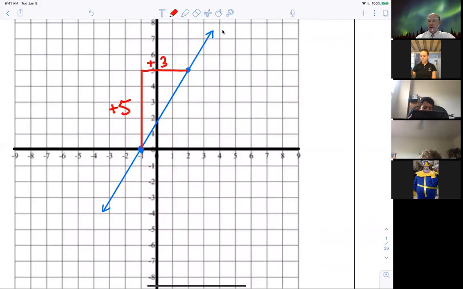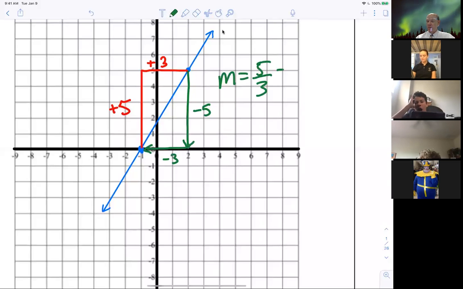Now some of you are going, well, I went this way. What direction am I going? So that's what? Then I have to go which direction? Left, which is also what? So does it matter? No. All right, so the slope is just what? 5/3. And if you said -5 over -3, it's still 5/3.